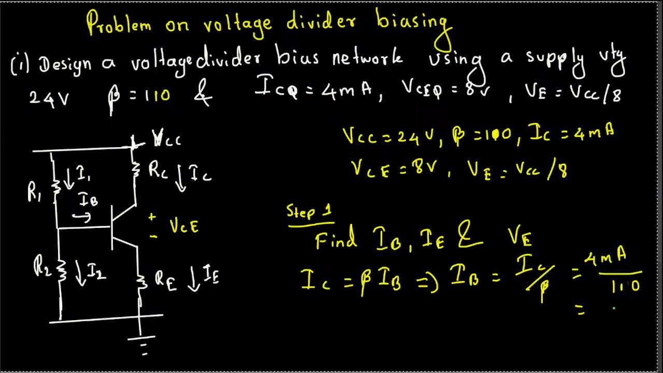But here we have 110. If you divide this by 110, that is equivalent to 36.36 microampere. So that's our IB value. Then the next one is we have to find IE. The relation between IE and the other currents is this, let me use a different color: IE is the addition of the other two currents, that is IB and IC.